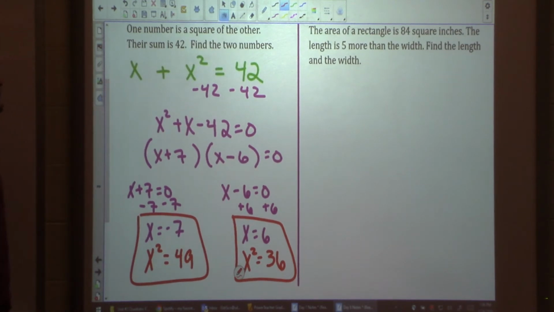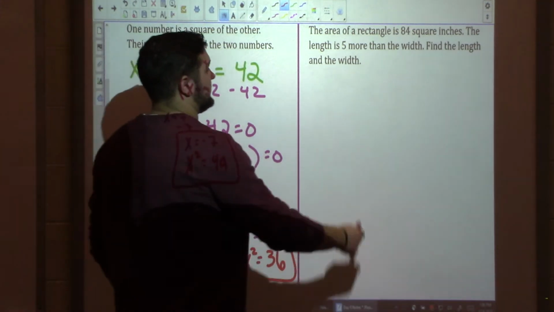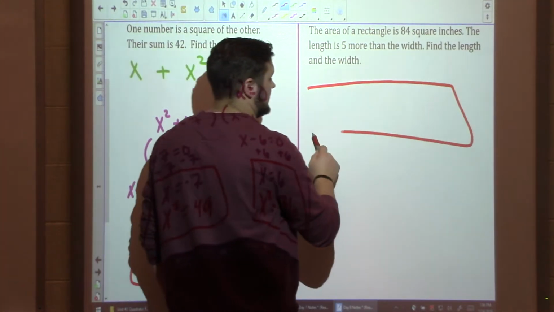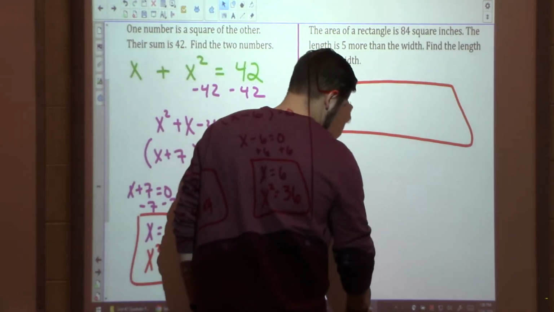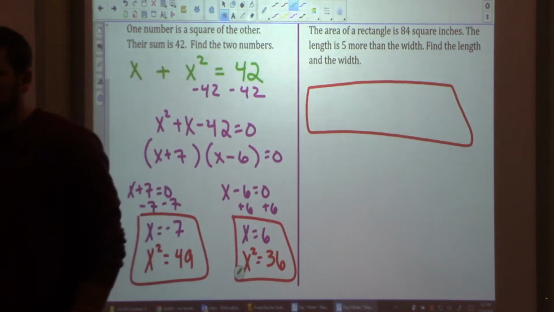Okay, let's try the second problem here today. The area of a rectangle is 84 square inches. The length is 5 more than the width. Find the length and the width. Well, let's start by drawing a picture. Beautiful picture, I know. Thank you.